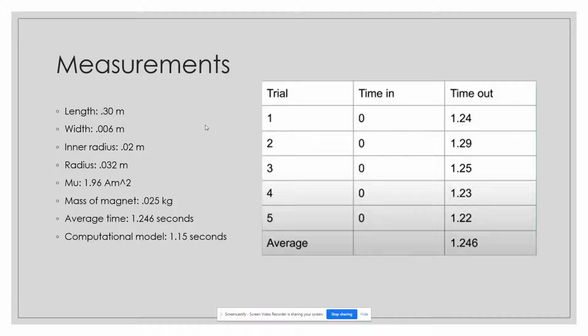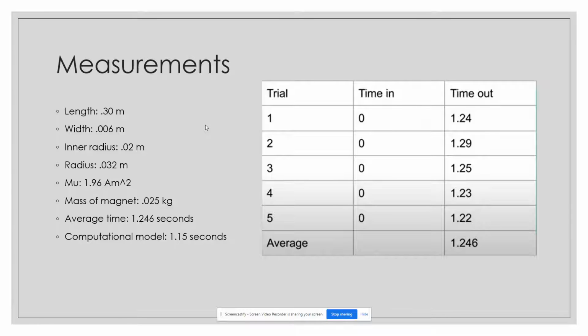So these are the measurements I got when performing the experiment. The length is 0.3 meters, the width is 0.006 meters, and that's for the aluminum tube. The inner radius is 0.02 meters, the radius is 0.032 meters. Mu is 1.96 A·m². That's from a previous lab, I think it's Lab 3. The mass of the magnet was 0.025 kilograms.